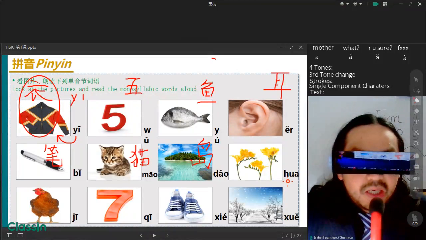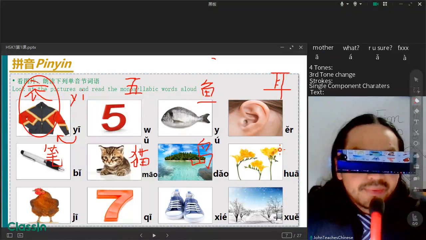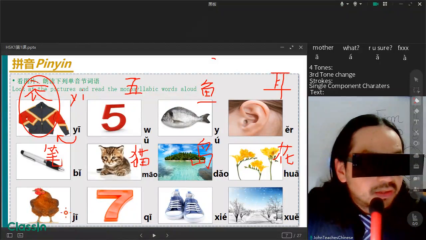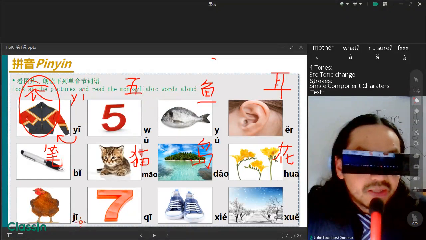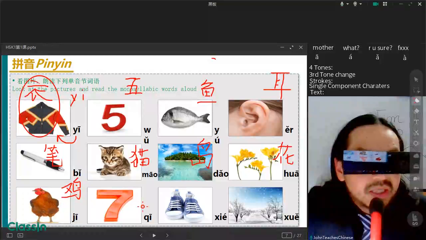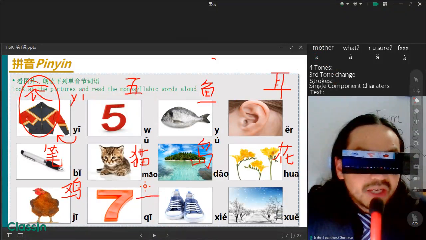Hua, he, wu, a, wa, he, wa, hua. First tone, mother, hua, which means flower. Okay. Ji, which in Chinese, ji plus e, ji, first tone, ji, which means chicken or hen. Again, it's a general name. 7, qi, yi, qi, first tone, qi, which means 7, and write in this way.